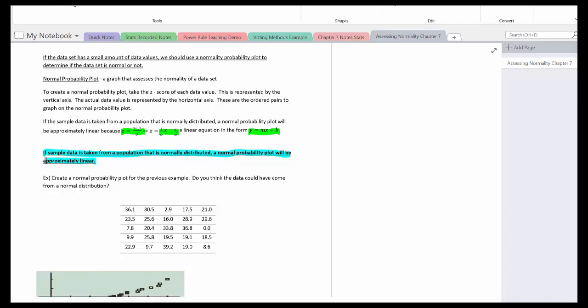So, we will not do these by hand. I will show you how to put these in the calculator. I may ask you to sketch the probability plot using the calculator, but I will not have you do this completely by hand. All right, so let's take a look at an example. I want to create a normal probability plot for the previous example. Do you think the data could have come from a normal distribution? Well, let's go to the calculator and see how we can put this in.